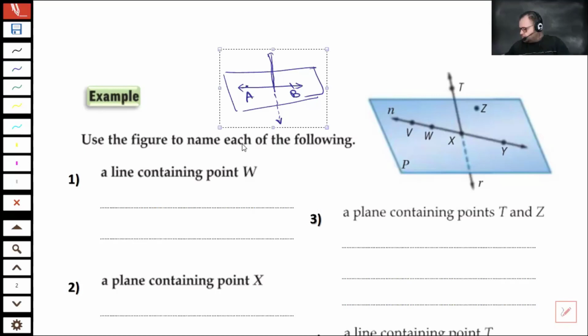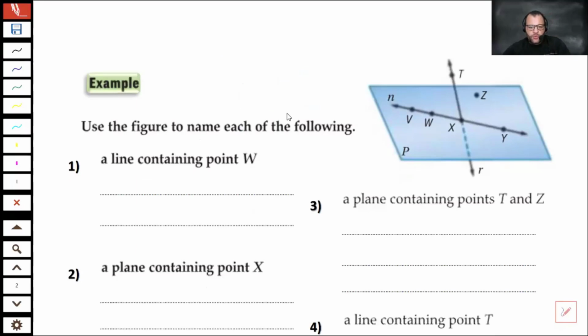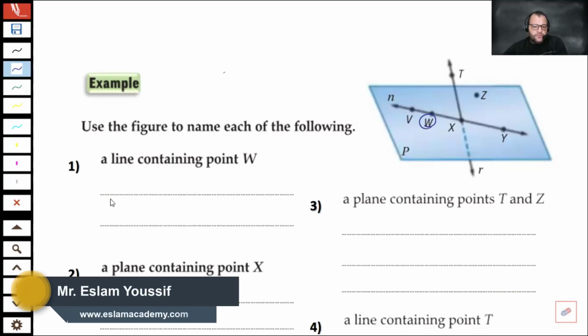Okay. So we need to name a line that contains the point W. Where is the point W? That is the point W. I need the line which contains the point W. What is the name of this line? VX, ZX, WX. That's right.